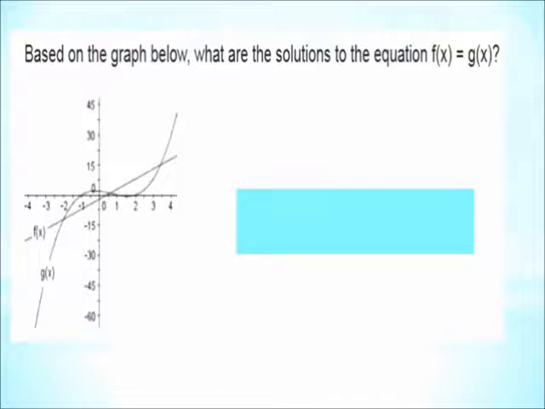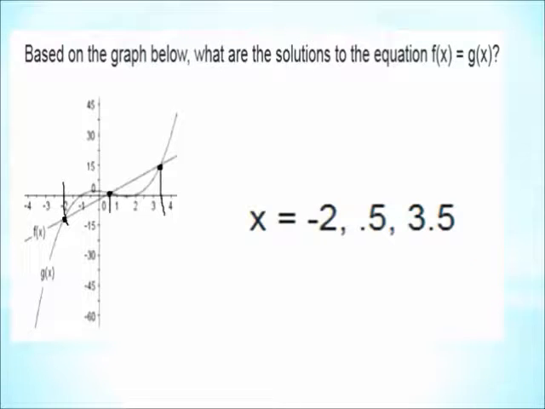Based on the graph below, what are the solutions of the equation f of x equals g of x? We're going to mark exactly where they intersect. So where do they intersect? At -2, 0.5, and 3.5. See how simple that problem was? It's just identifying where they intersect.